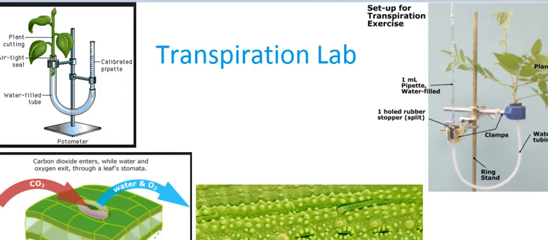First of all, I want to look at this picture right over here. I just made a mark on it. This was the setup we had. We had the plant connected through rubber tubing, you see the rubber tubing right through there. And then we also had this calibrated pipette, it says right through here.